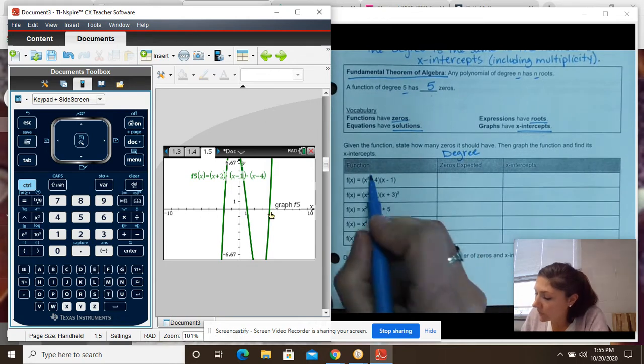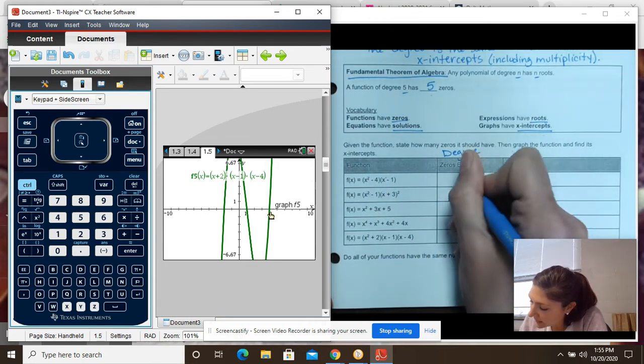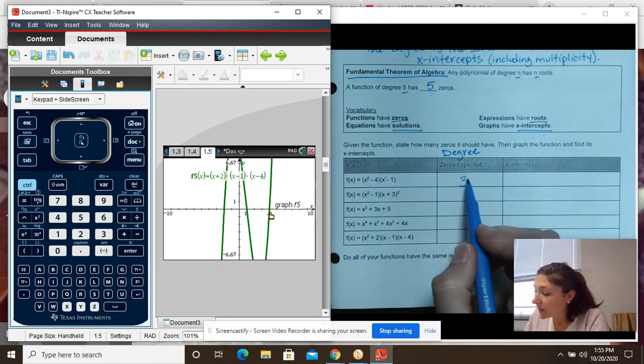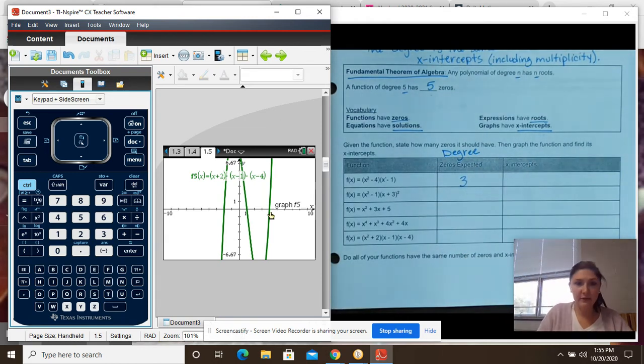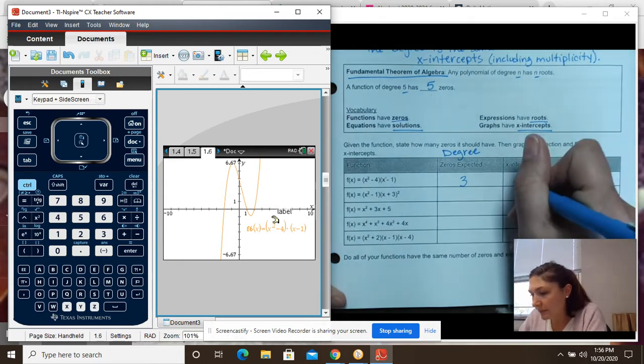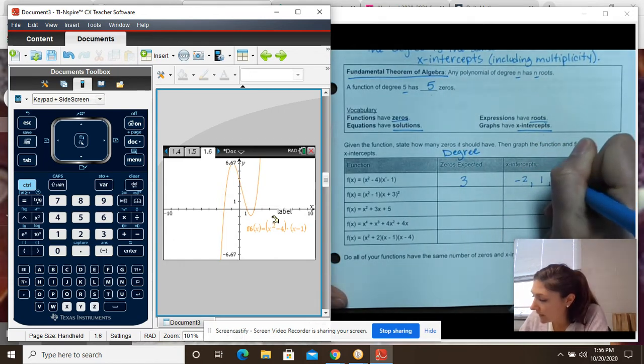Okay, so for this first function, we've got 2 and 1. That would give me a degree of 3. Since we're in factored form, I'm going to add that up. So I expect to have 3 zeros. If I come over here to my calculator and flip forward to this function, I get 1, 2, 3 x-intercepts, 3 zeros, right? And my x-intercepts are at -2, +1, and +2.